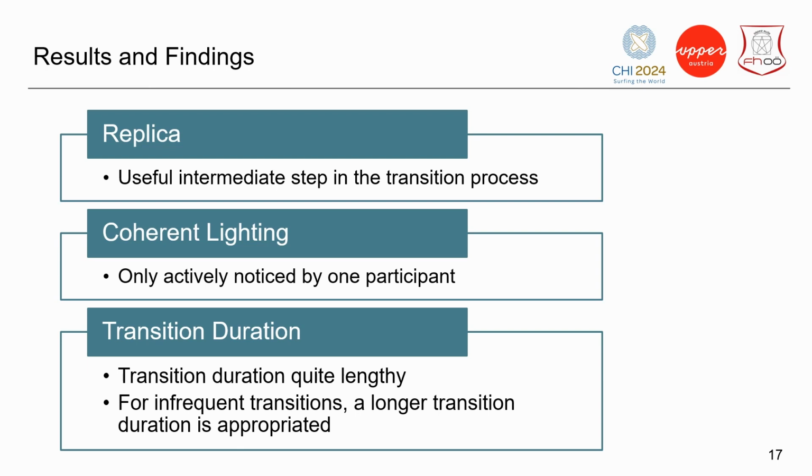The coherent lighting was only actively noticed by one participant. Other participants felt that the lighting should be similar in terms of brightness and direction, but that there is no need for identical lighting in the replica. Moreover, one participant suggested to slowly adjust the brightness in the replica from the realistic illumination to gradually match the light source of the target environment.